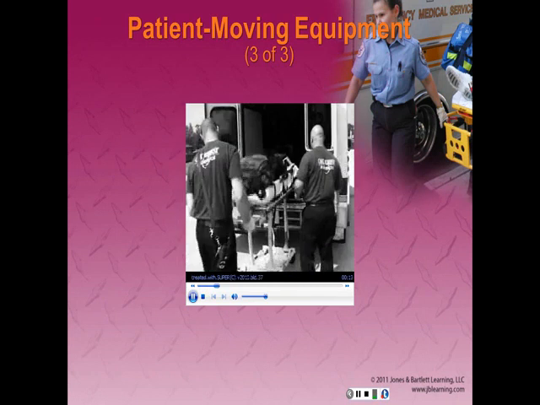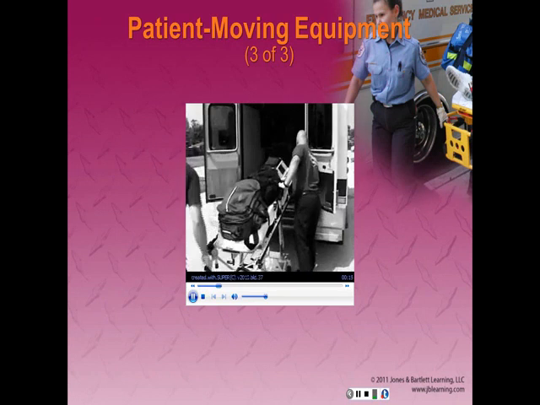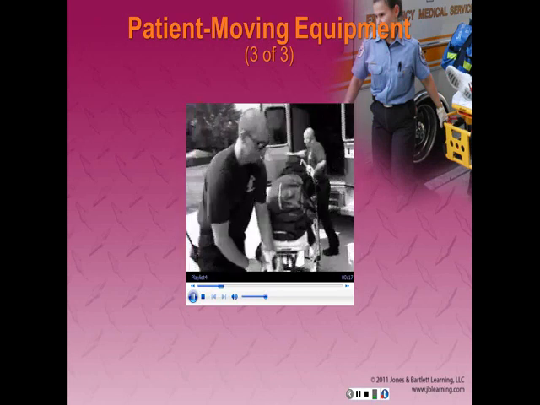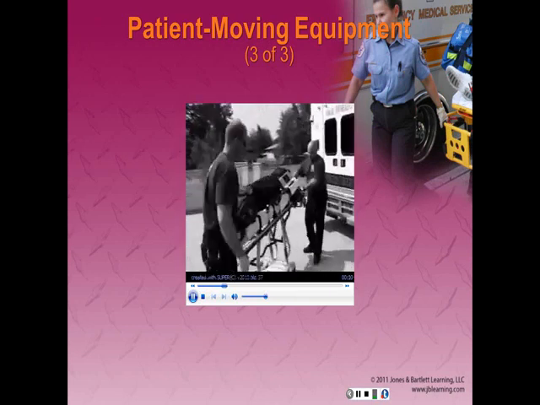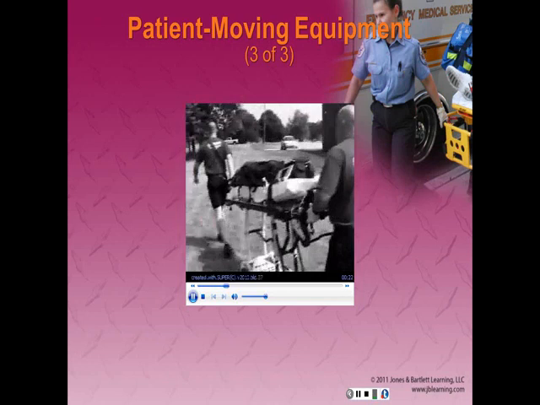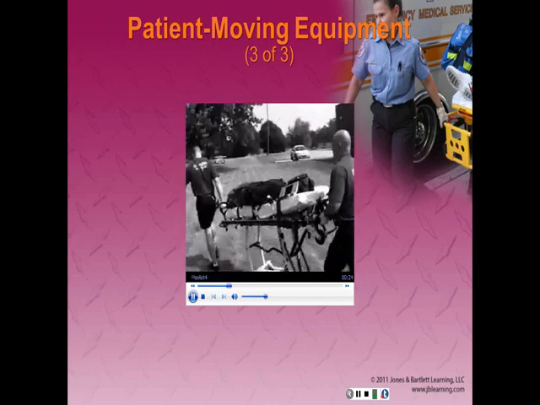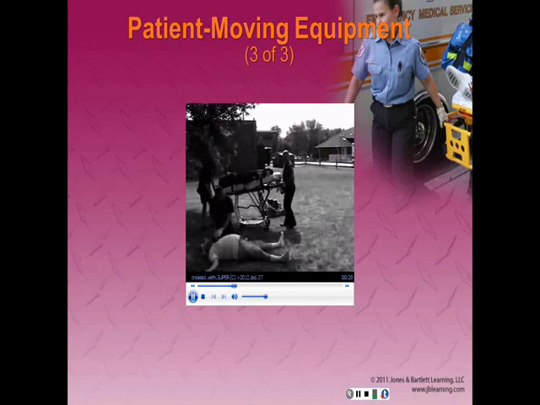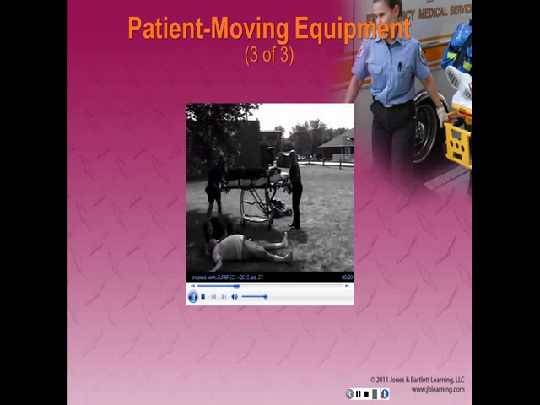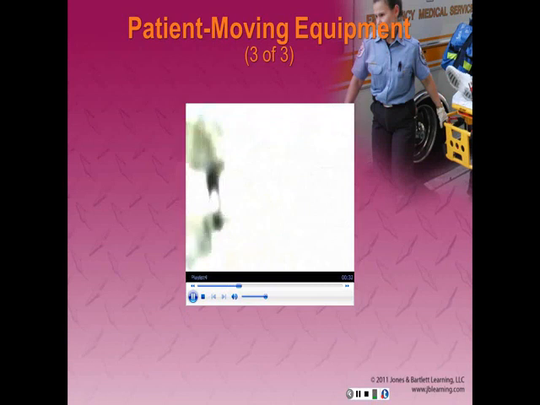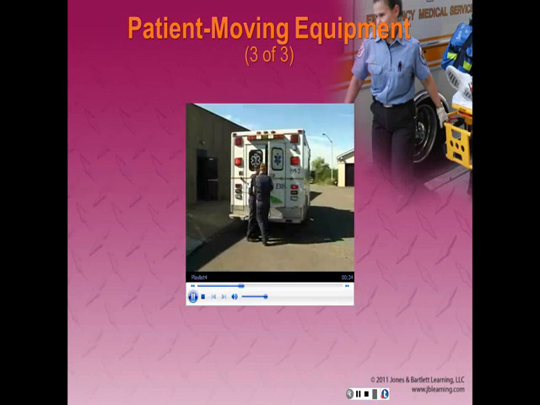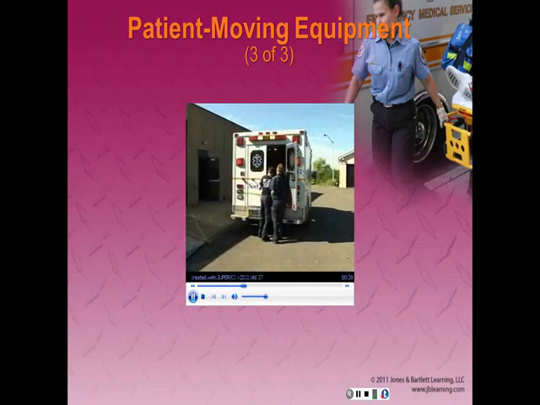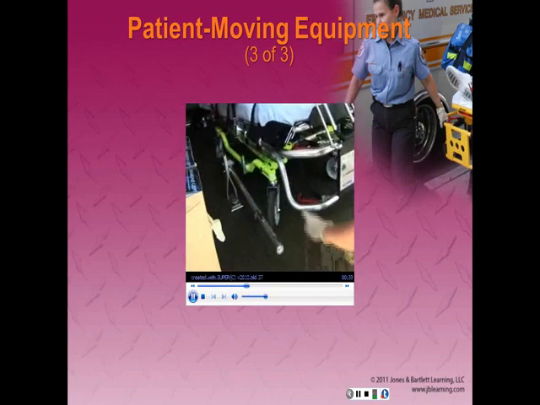A cot, also known as a wheeled ambulance stretcher, is the most common device for transporting patients. Cots are available in a number of different models with different features. Be sure to familiarize yourself with the cot you'll be using. Know where the controls are and how each works. The cot has a specific head end and a specific foot end. Use appropriate body substance isolation precautions prior to beginning patient care.